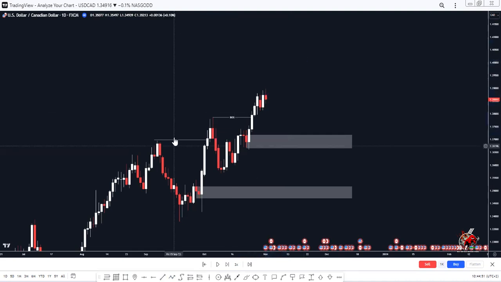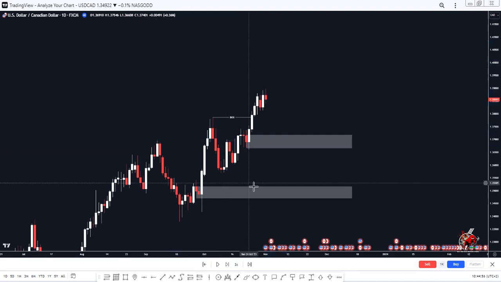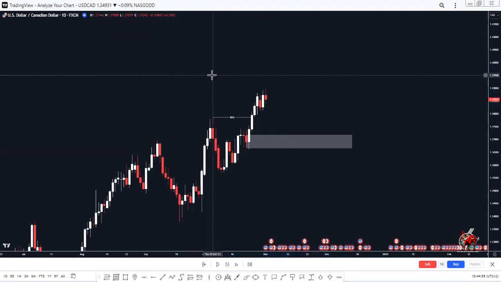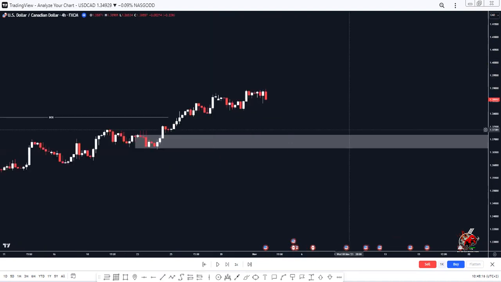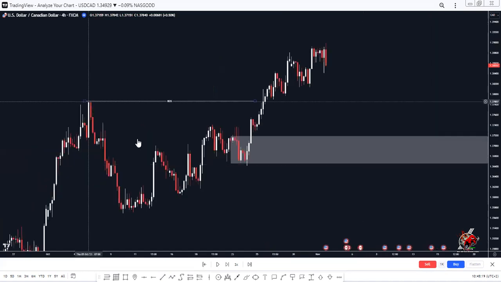So right now I'm gonna go all the way down to my 4-hour to show you how you can refine your order blocks, because you can't always be focusing on daily time frame. You only look at how the market is moving and you look at what the market movements are. So right now I'm gonna go to my 4-hour. This is where I start my analysis guys. This is where I analyze.